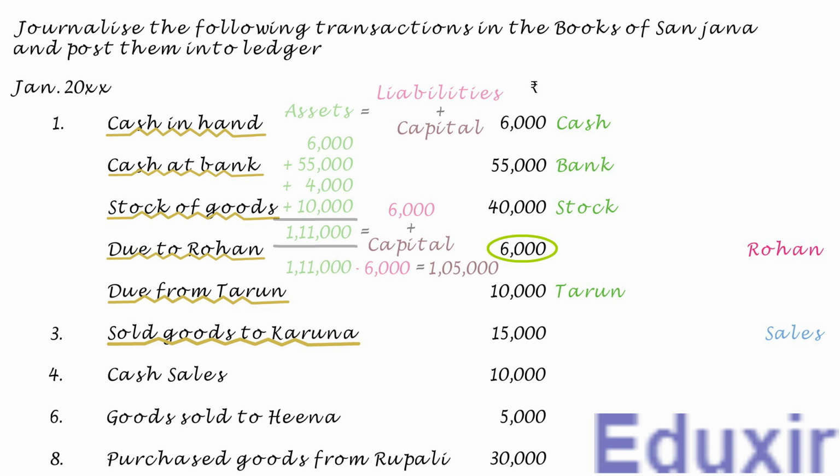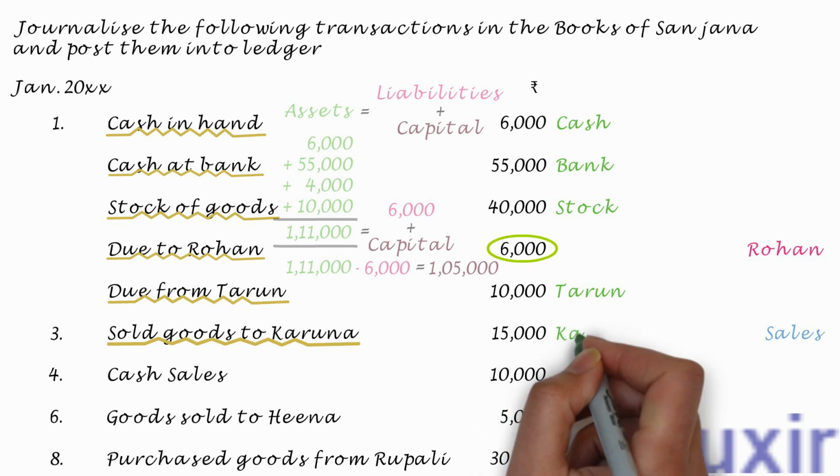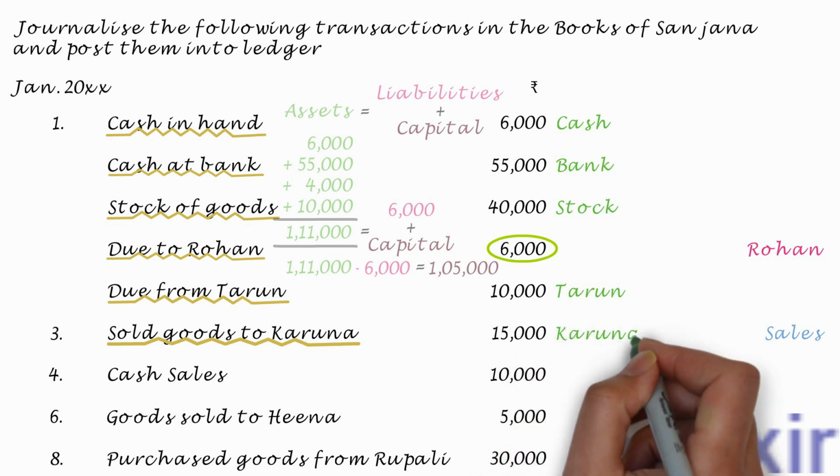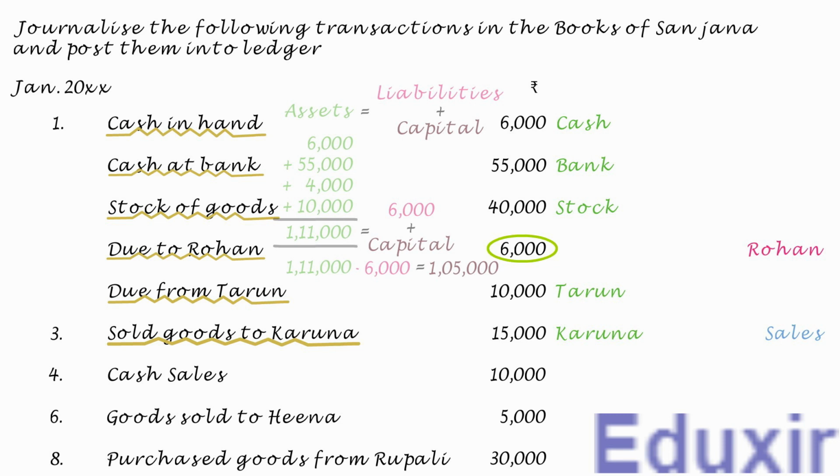At the same time, as the goods are sold to Karuna on credit, Karuna becomes the debtor for the business. In other words, the debtor asset is increasing. The rule to record an increase in the debtor asset is to debit the corresponding assets account. In this case, Karuna account should be debited. With this analysis, let us now proceed with the generalizing of this transaction.